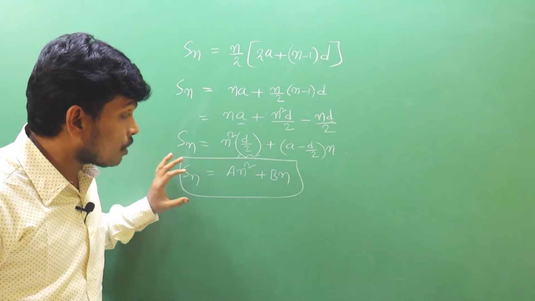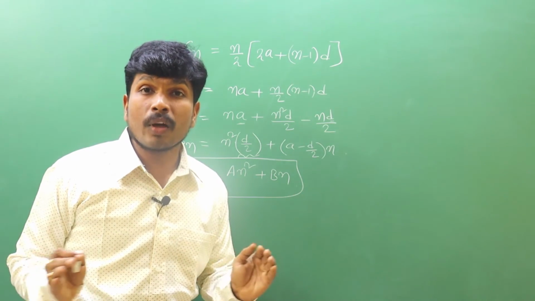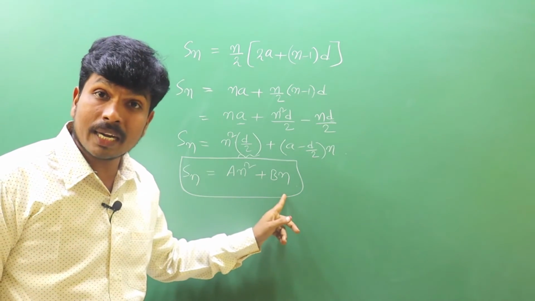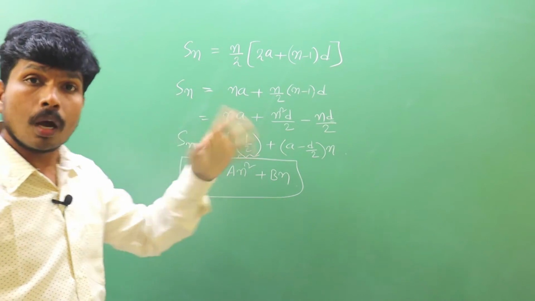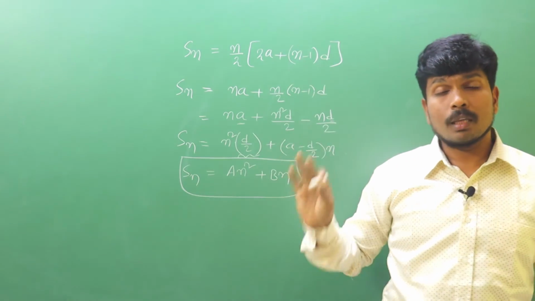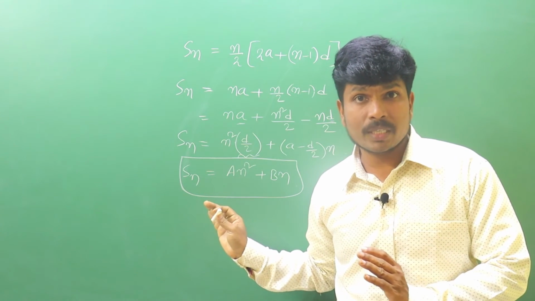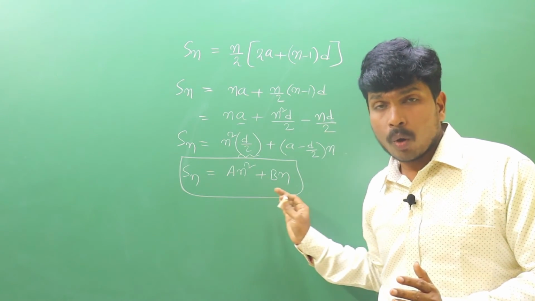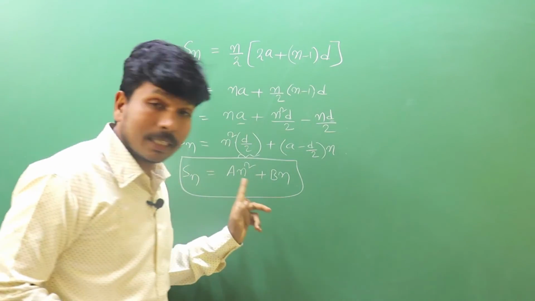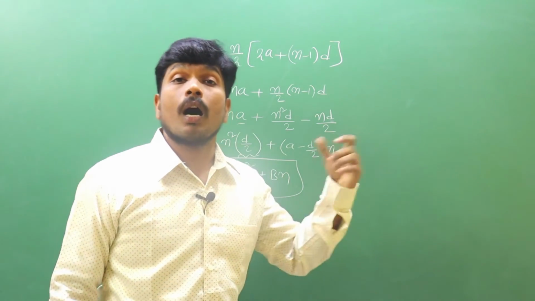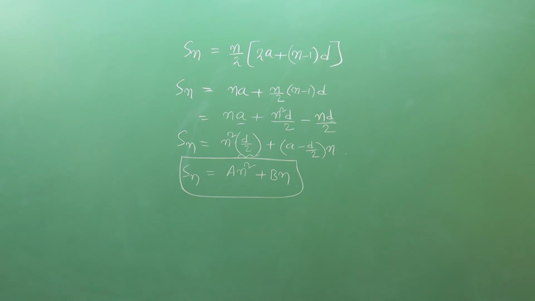Sn is equal to A n square plus Bn. So the sum of n terms is expressed as a quadratic polynomial. Suppose the sum of n terms of a sequence is a quadratic polynomial of this type, then that is an arithmetic progression or arithmetic sequence. Sometimes they give only the expression. Observe whether that expression is a quadratic polynomial like this or not. If it is a quadratic polynomial like this, definitely that sequence is an arithmetic progression. Okay, so that is one point.